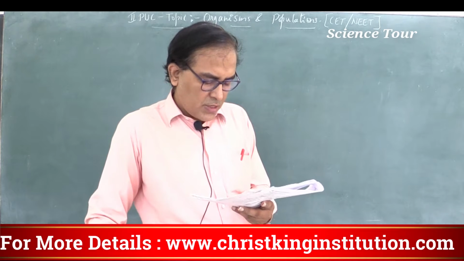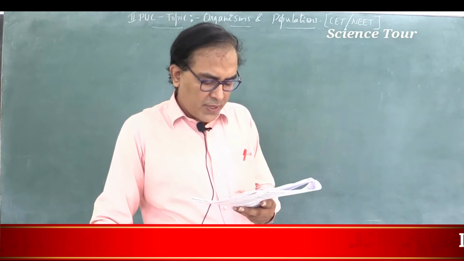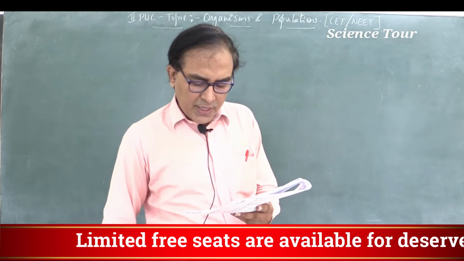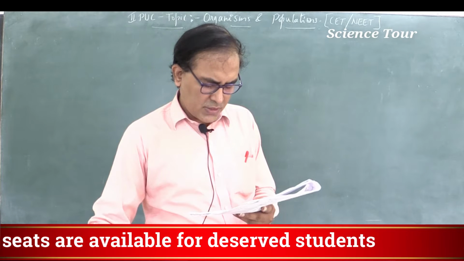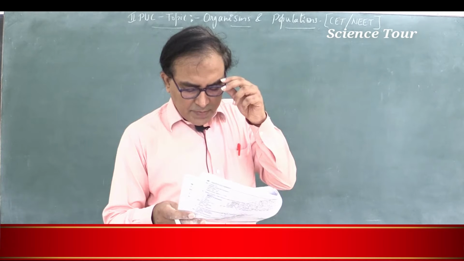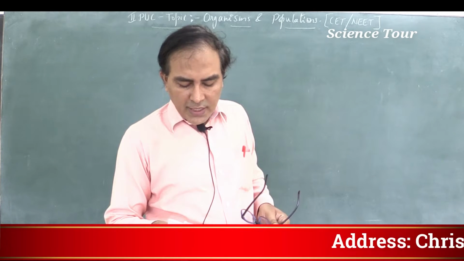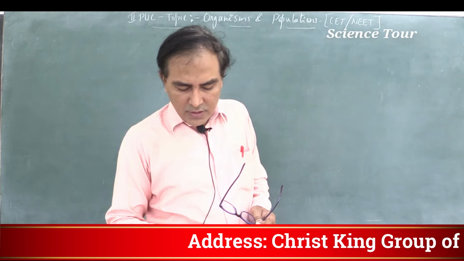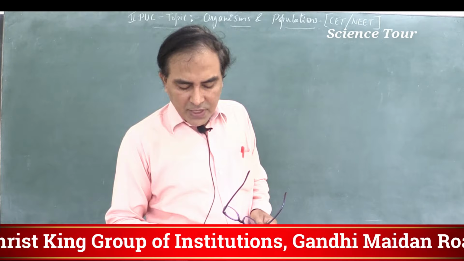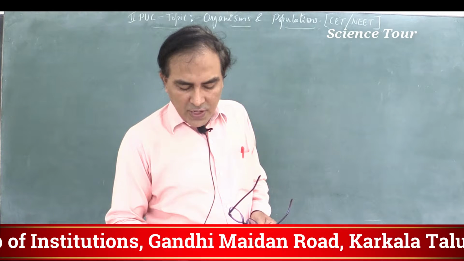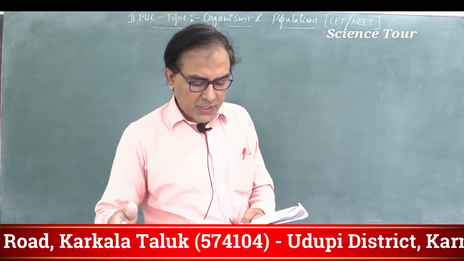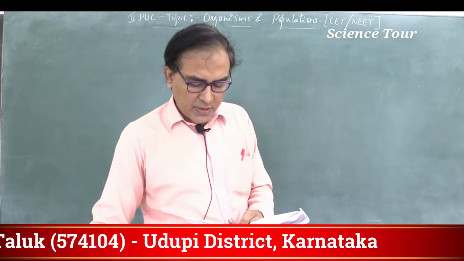Next, find out the odd one with respect to population. Natality, death rate, age pyramid, births. Yes, the answer is birth. Natality, death rate, and age pyramid are all related to survival. Natality, birth rate, death rate, age pyramid are related to survival. But the odd one here is births, which is not related to survival.